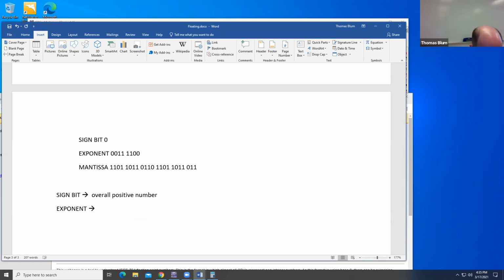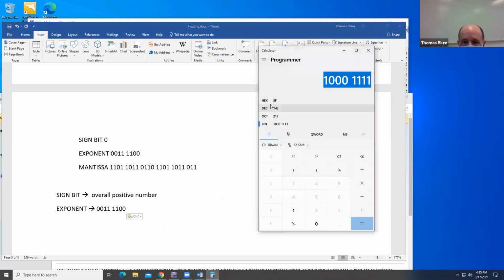So I start here, Control V, that is my exponent. So I'm going to put it in binary mode. I'm going to clear out. It's going to be 0011 1100. So there it is. It doesn't show me up here the leading zeros, but they are there. And then I'm going to say, what is that in decimal? Oh, that's 60.